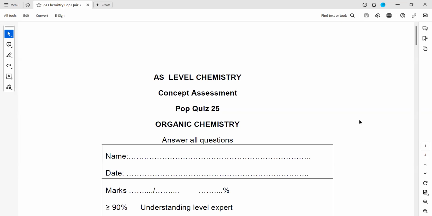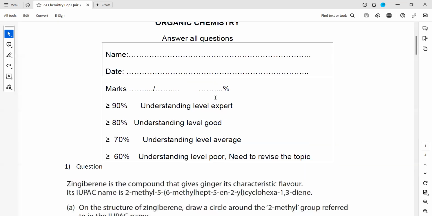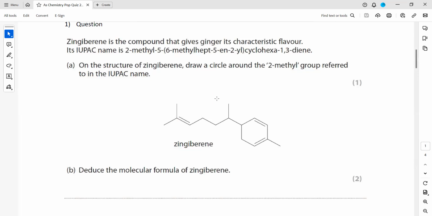So this was a pop quiz 25 related to organic chemistry. The first question: we have a compound. Zingiberene is a compound that gives ginger its characteristic flavor. The IUPAC name is given as 2-methyl-5-(6-methylhept-5-en-2-yl)cyclohexa-1,3-diene. On the structure, draw a circle around the 2-methyl group referred to in the IUPAC name.